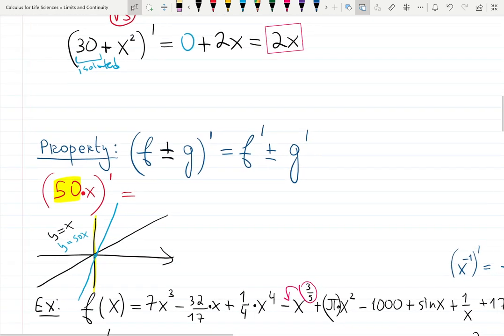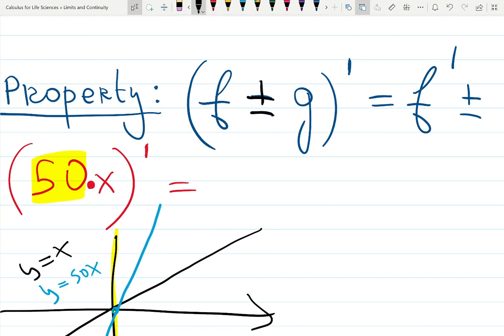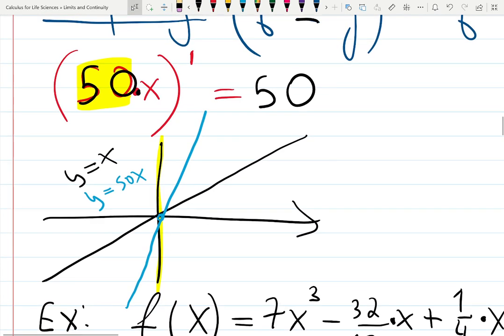I see. What is derivative of 50x? So 50 is multiplied by x. Thus, it should survive, right? Because it represents the rate. But then, what is derivative of x? 1. So 50x gives you 50. That makes sense from the graph here.